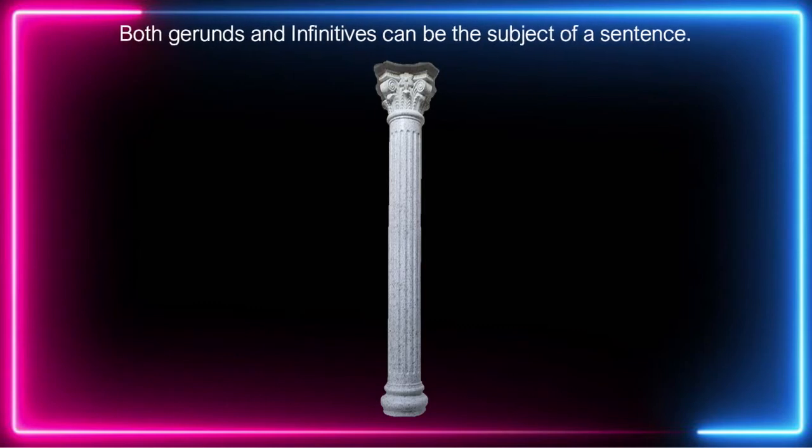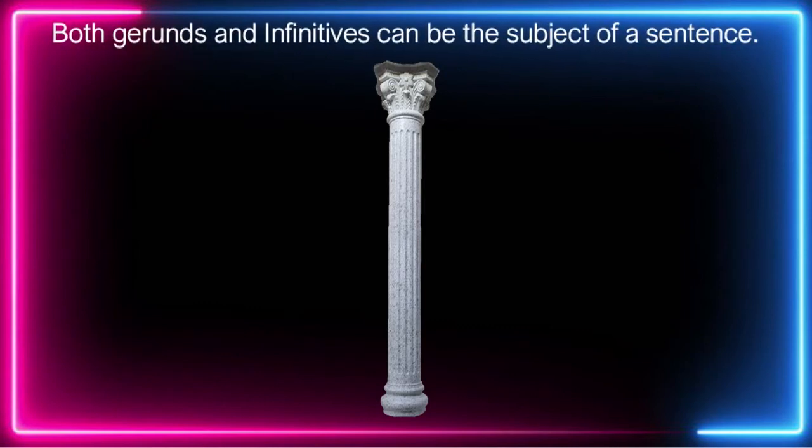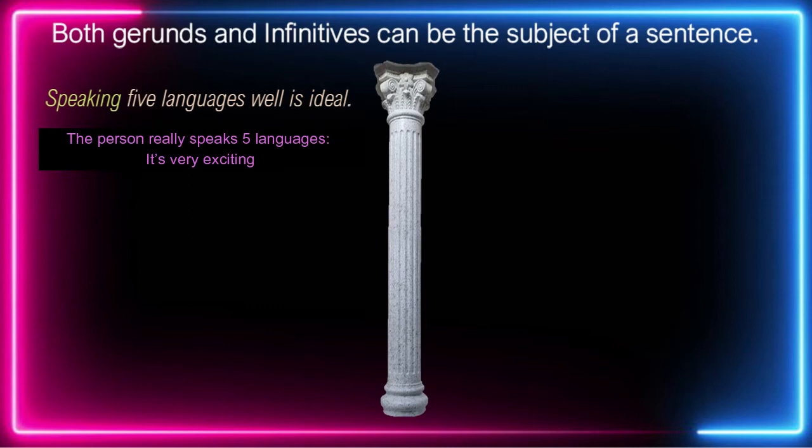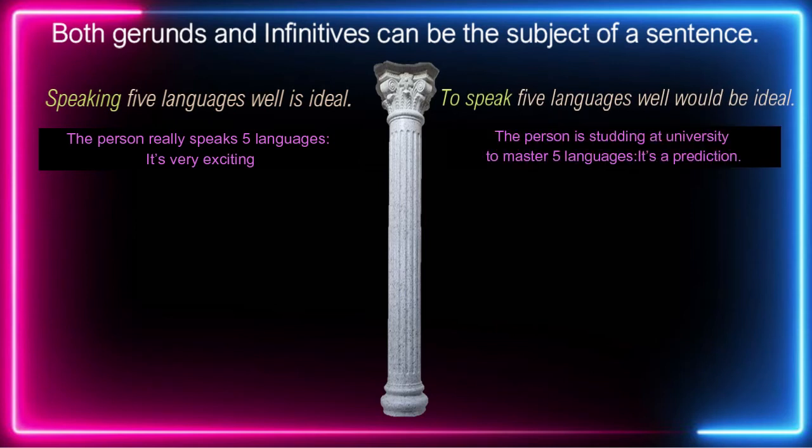Both gerunds and infinitives can be the subject of a sentence. Speaking 5 languages well is ideal. The person really speaks 5 languages. It's very exciting. To speak 5 languages well will be ideal. The person is studying at university to master 5 languages. It's a prediction.